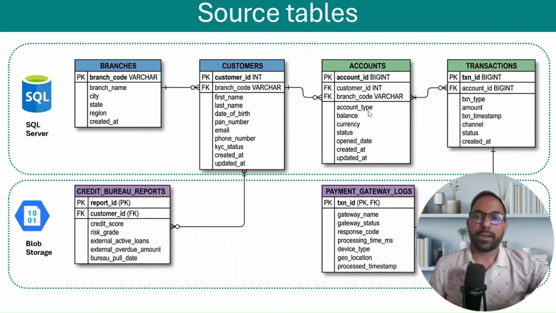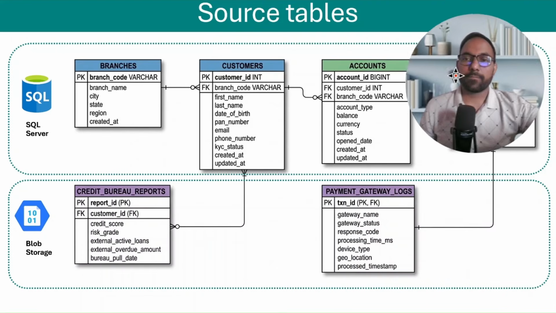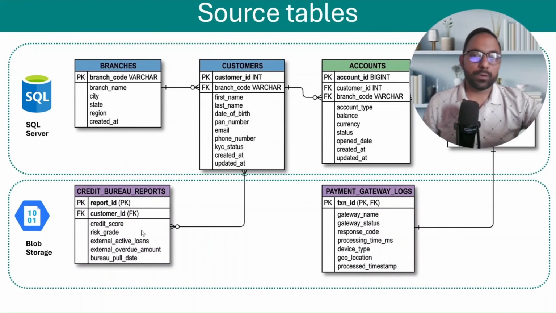So their account ID, account type, their balance, and everything. And then whatever transaction they are doing in their accounts, that information will be there in the transactions table. So these tables will be there in the SQL Server that we will be ingesting. And then two tables which are coming from external sources, we will be ingesting them as CSV files.